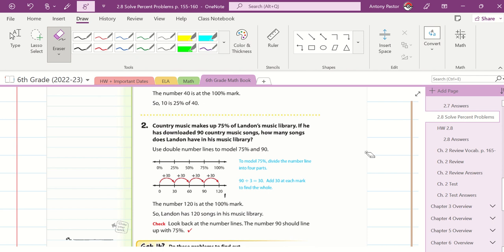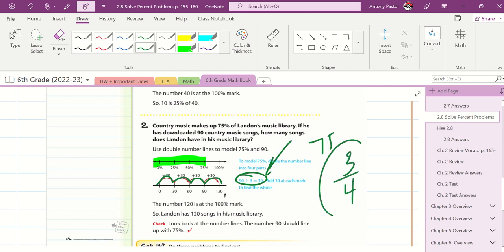So, again, 75% is modeled right here, up to that point. Now, they're telling us that 90 is 75%. See, and this is what I don't understand. I don't think your guys' brains, my brain doesn't even work like this. How do we know to jump by 3? How do we know that 90 divided by 3 is 30? Why are we doing that? Other than knowing that 75% is 3/4.